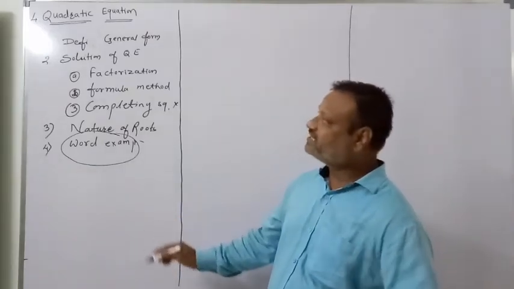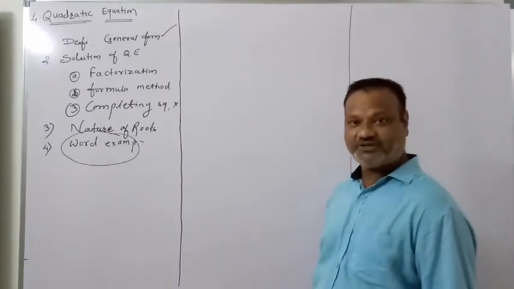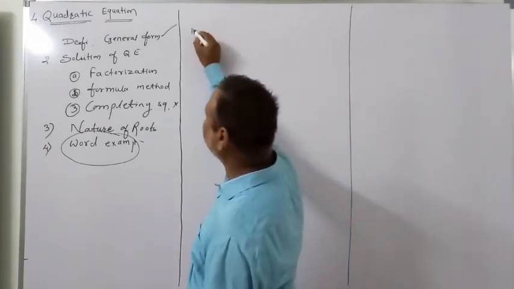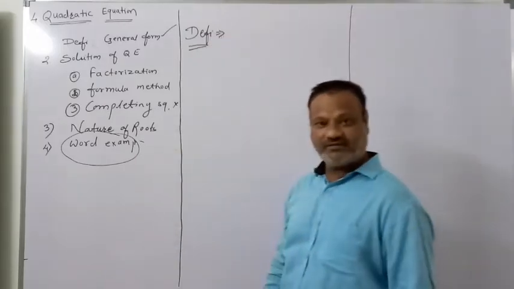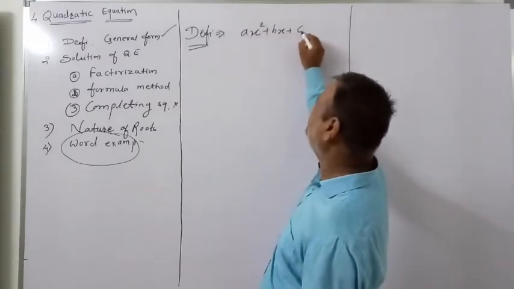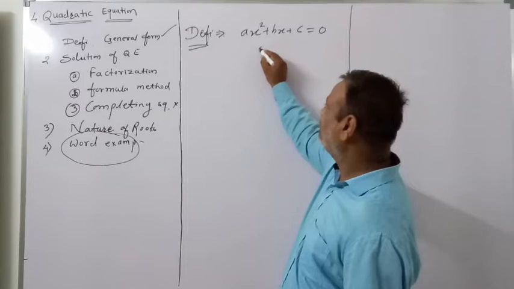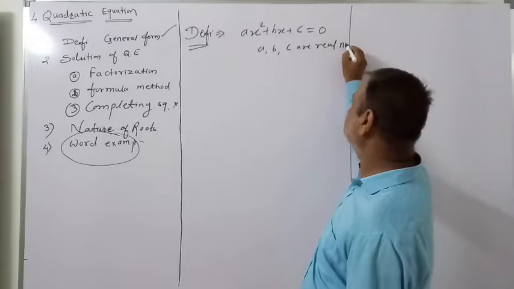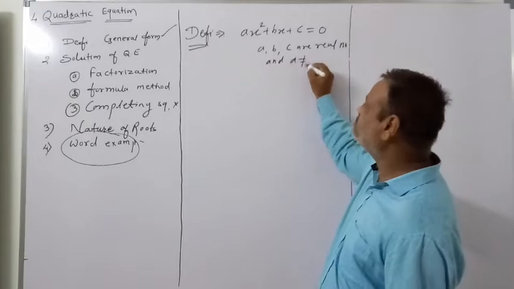So first, today we are going to start the definition of the quadratic equation. What is the definition of the quadratic equation and what is the general form? Now we see the definition. An equation of the form ax square plus bx plus c is equals to 0 is called a quadratic equation, where a, b, c are real numbers and a is not equals to 0.